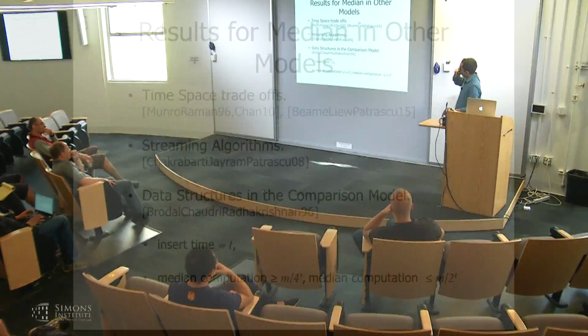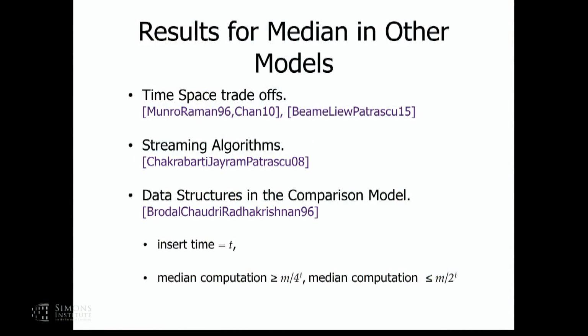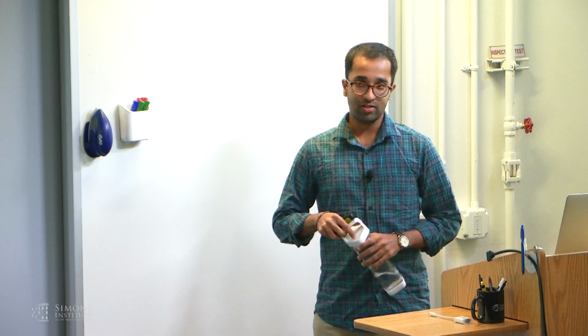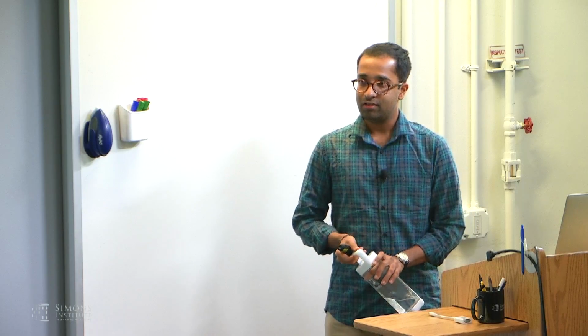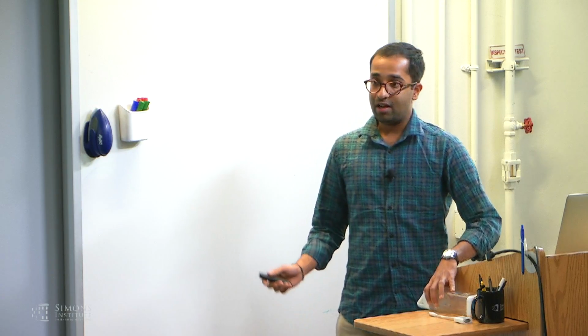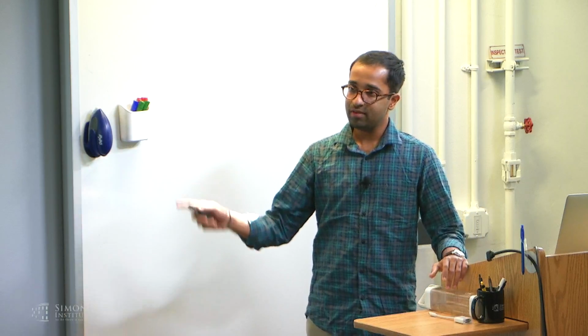Great. So I should also mention that the question of computing the median has been studied in other models, like time-space trade-offs and streaming algorithms. It was also considered in the context of data structures in the comparison model, where they had very tight upper and lower bounds. Good. So I actually have about 15 minutes, and I'll be able to show you the complete proof of one of the theorems, so we'll do that.